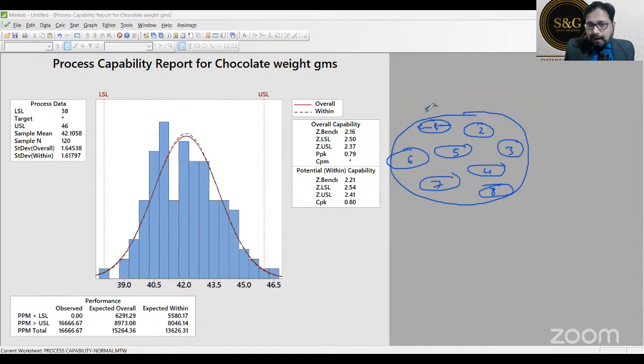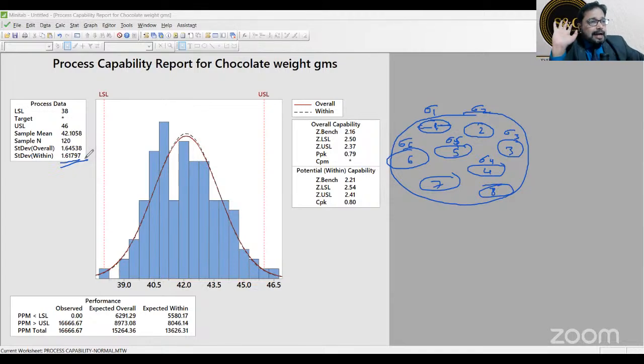Now, how do we measure the variation? Standard deviation, sigma, correct? So this is sigma 1, this is sigma 2, this is sigma 3, sigma 4, sigma 5, sigma 6. Every sample will have a standard deviation, correct? If I take all the samples and take the average of that, that is called the standard deviation within. Within means within the group, this subgroup of 10 each. Within that group, if I take the standard deviation and take the average of that, that is called standard deviation within. Are you clear with this?